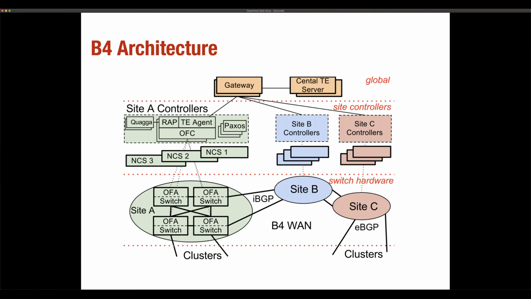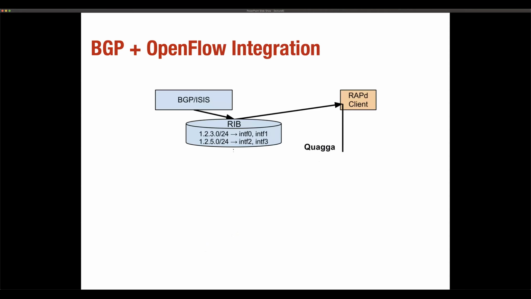We will cover that. So this is overall the architecture of B4. And now let's think about how BGP, which is the routing protocol, is integrated with OpenFlow in this case. As I mentioned, Quagga is the one which is running the BGP and ISIS protocols for eBGP and iBGP sessions.